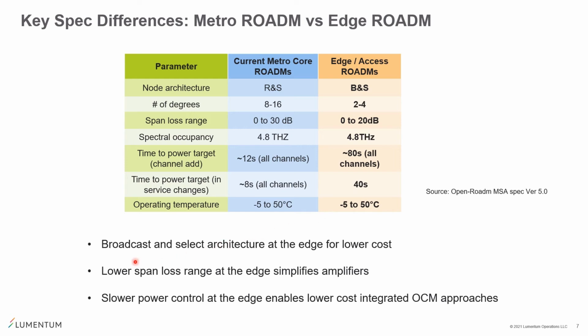So what do we get at the end of the day? The broadcast and select architecture of the edge gives us lower cost. The lower span losses simplify the amplifier designs for the edge, and a slower power control at the edge enables much lower cost integrated OCM approaches.